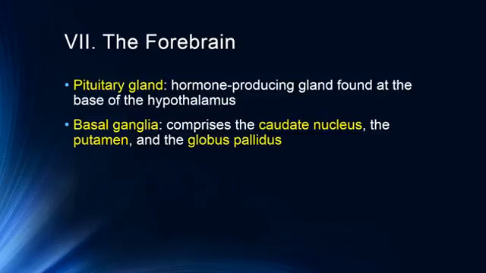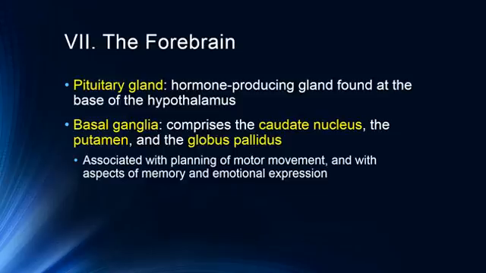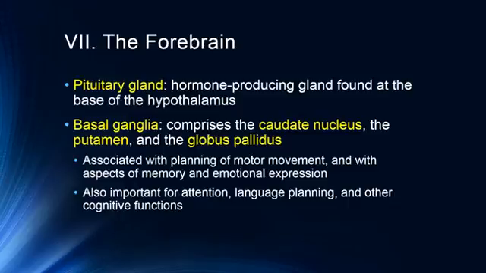The basal ganglia is particularly important for our motor abilities. This includes the caudate nucleus, the putamen, and the globus pallidus. We'll talk a great deal more about how these structures are interrelated and how they form excitatory and inhibitory connections with one another. So they are associated with planning motor movement and with some aspects of memory and emotional expression. In particular, they're involved in non-conscious forms of memory, and they're also important for attention, language planning, and other cognitive functions.